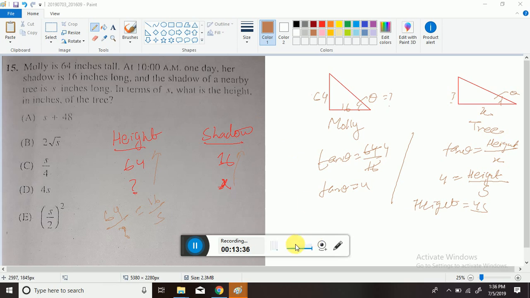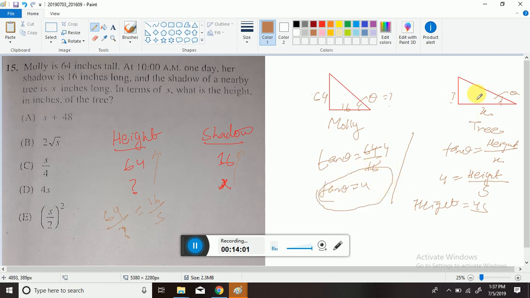So this problem can be done by two methods. One is the height and distance method, which I have drawn. This is Molly, 64 inches tall, and her shadow is here. By that time, what is the angle of the sun? Theta is the angle of the sun. So tan theta equals P by B, that is 64 by 16, which is 4. Tan theta value is 4. You need to remember this.